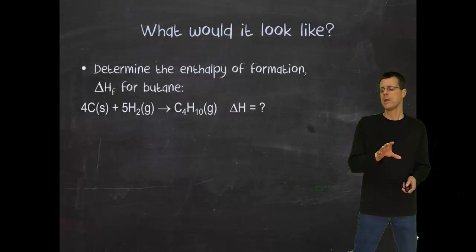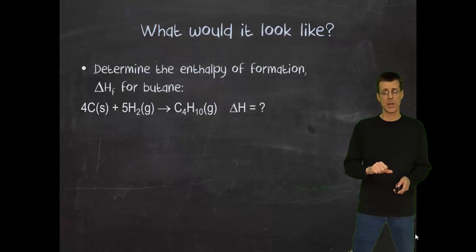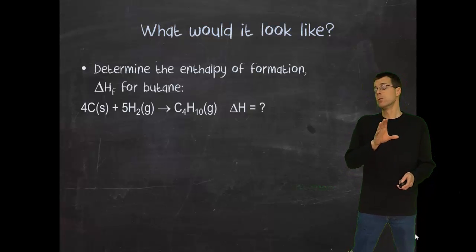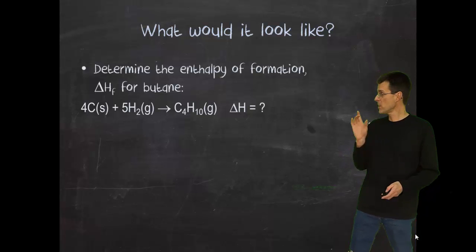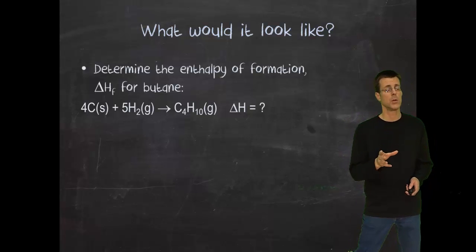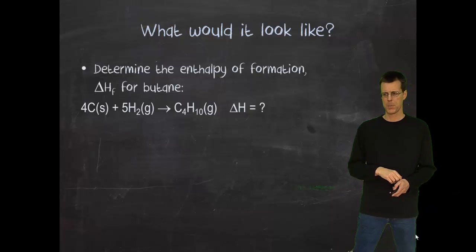Now, little aside, but if you were to take 4 moles of carbon and 5 moles of hydrogen and react them together, you would not make butane. So this particular reaction works on paper, but would not work in real life. So how do we get the number? Well, we use Hess's law.